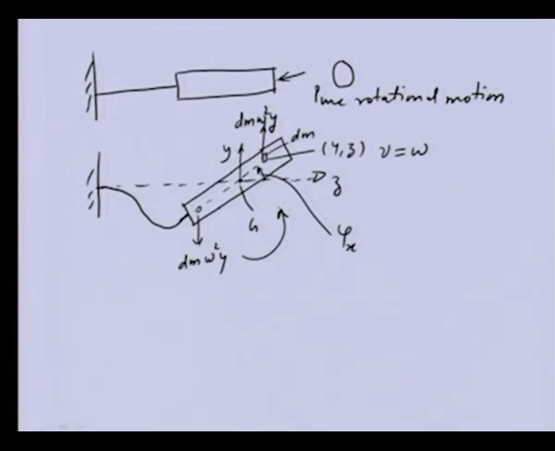So, now let us analyze this situation. In this particular case, let us say the moment in the yz plane due to one of the small masses dm will be given by the force, which is dm omega square y, and the moment arm of that is z, because the coordinate of that particular point is y, z. So, this will be the moment produced by this centrifugal force of mass dm.